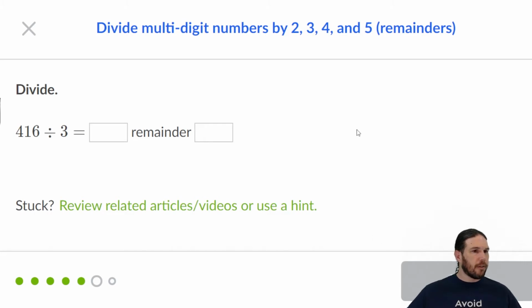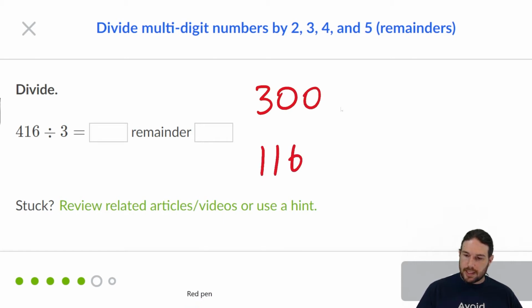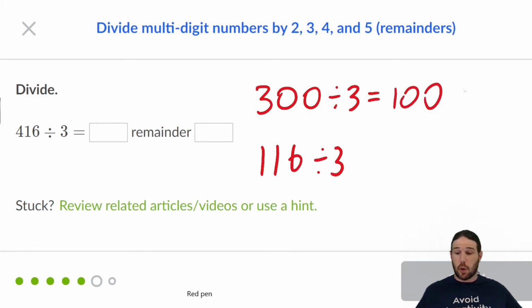Two more to go. 416 divided by 3. Now, I feel like I should be able to do this one in my head. I know that 300 and 116. 300 divided by 3 is 100, right? So far, so obvious. The 116 is not divisible by 3.